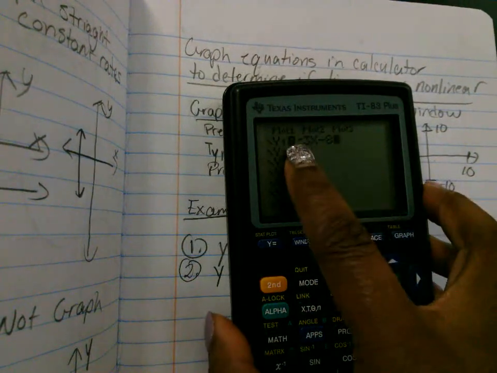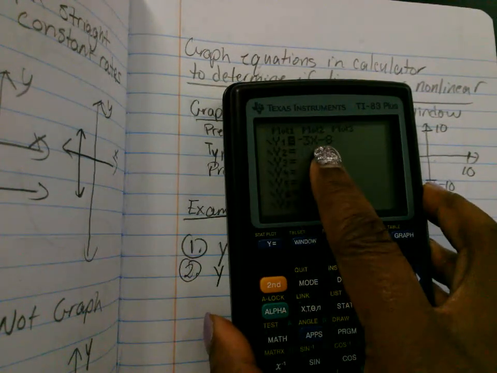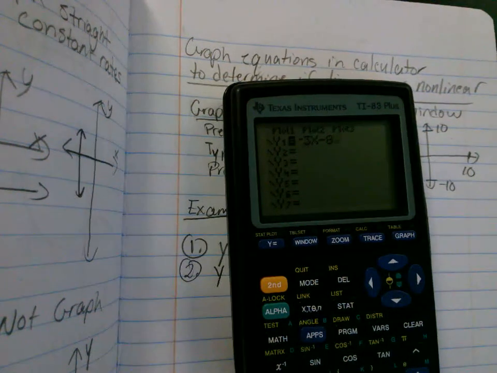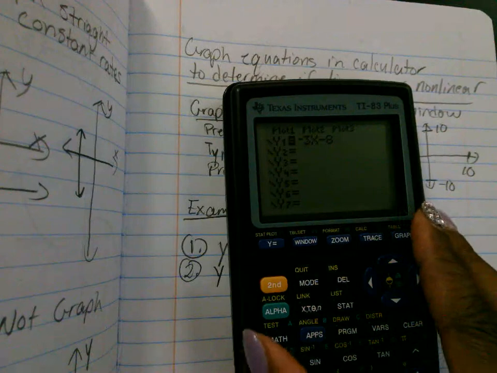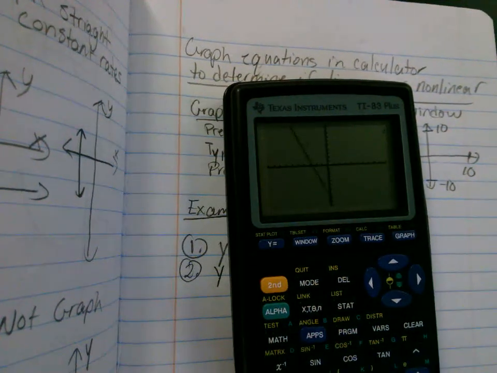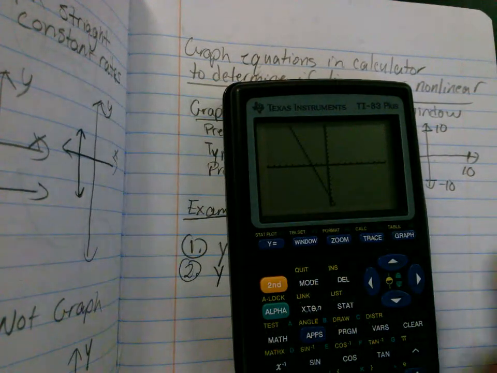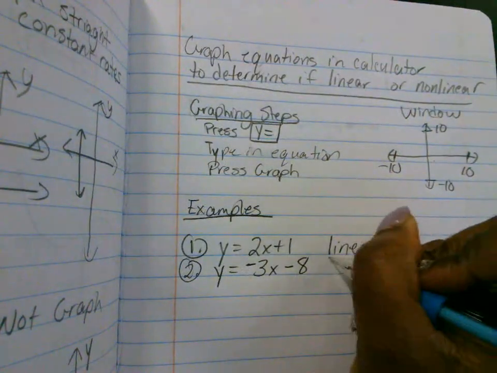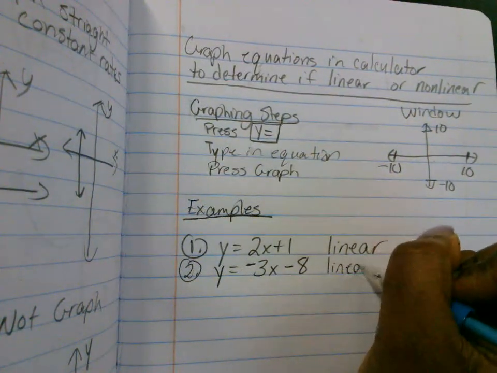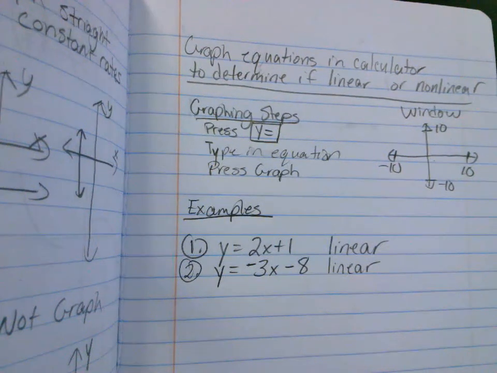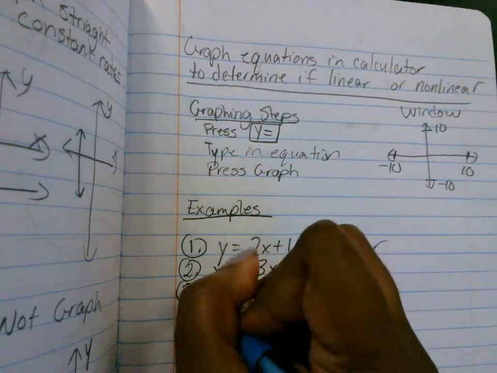Do you see the difference between what a negative looks like and what a minus looks like? Okay. Now we're going to press what button? We're going to press graph. Is this a straight line? Yes, this is linear. So negative, positive doesn't have anything to do with the fact that makes it a straight line, okay? All right, let's do the next one.